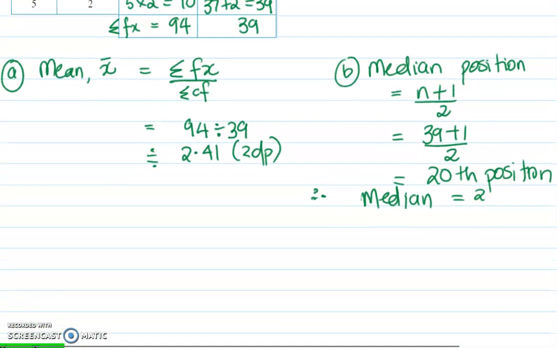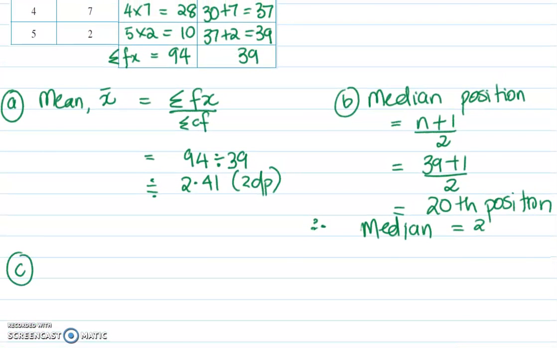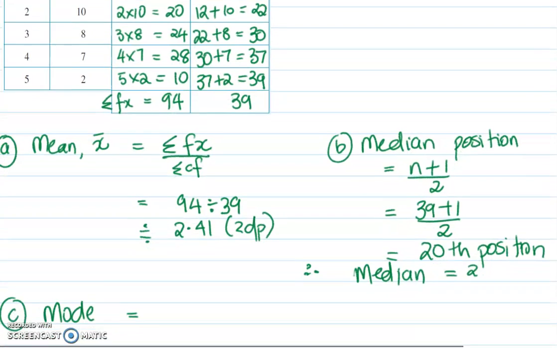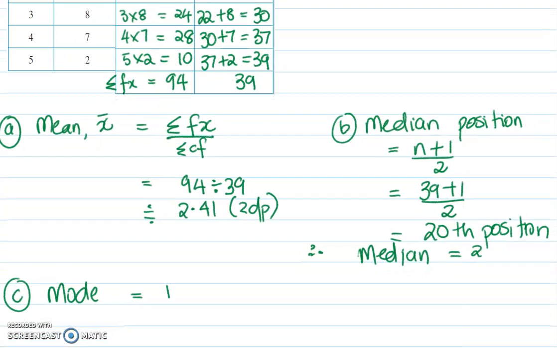And then the last one, which is the mode. Basically, the mode is whichever one has the highest frequency. So let's go back to our table and have a look at all of them. The highest frequency is number 12, and that is by a score of 1. So our mode is equal to 1.